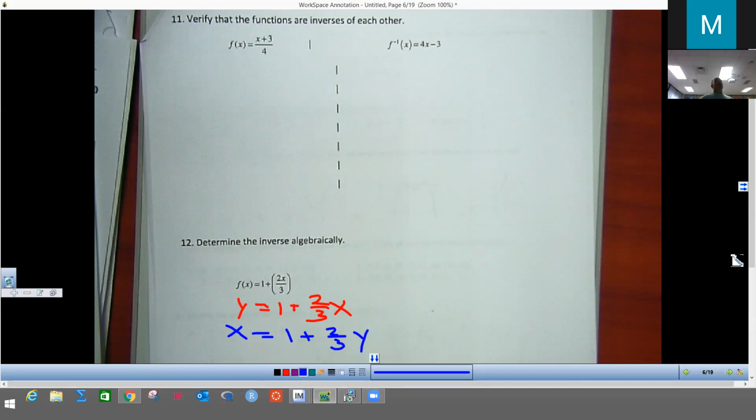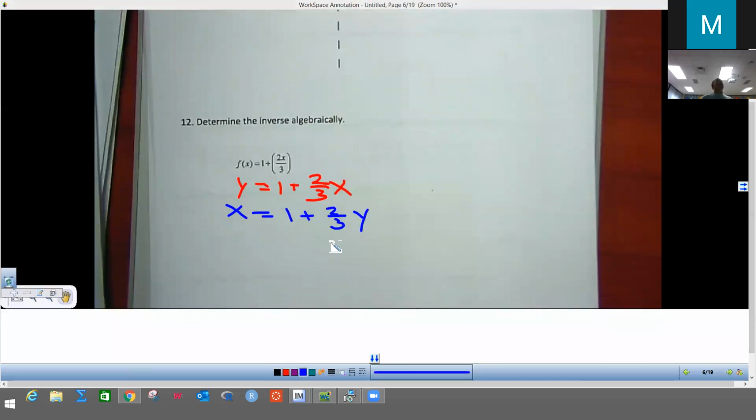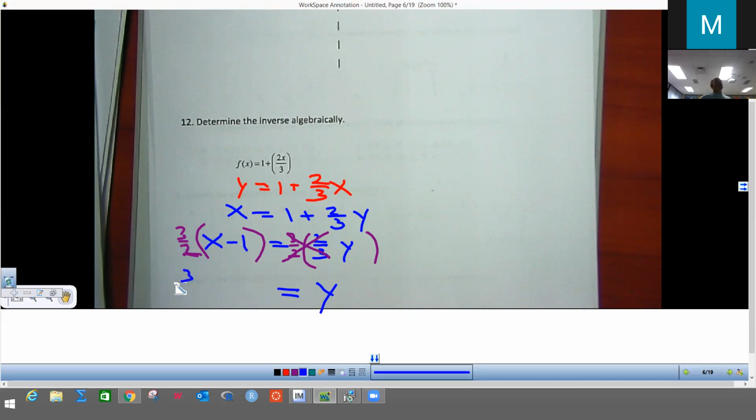Step 3 is we are going to solve this for y. So I need to subtract 1 from both sides. Now, the fastest way to get rid of a fraction is to multiply by the reciprocal. So I am now going to multiply this side by 3 over 2, and I'm going to multiply this side by 3 over 2. That's the fastest way to get rid of a fraction. So those 3's reduce, those 2's reduce to 1's, so that leaves me with a y over here. And you can distribute 3 halves in there, or you can leave 3 halves out in front. I'm just going to leave it out in front.